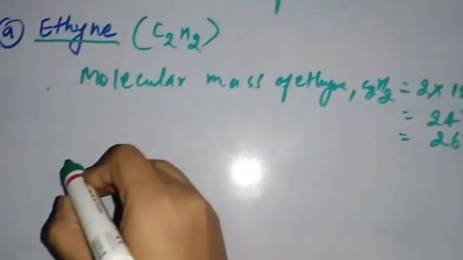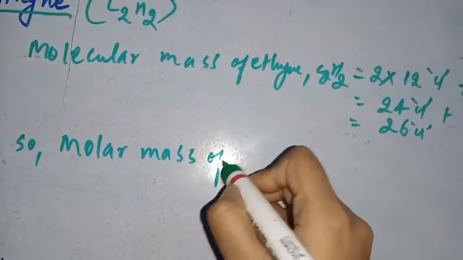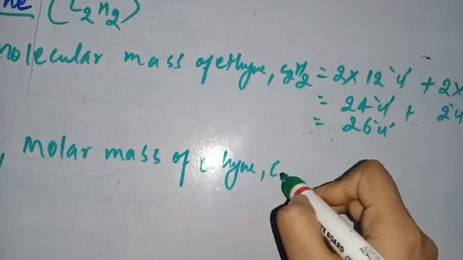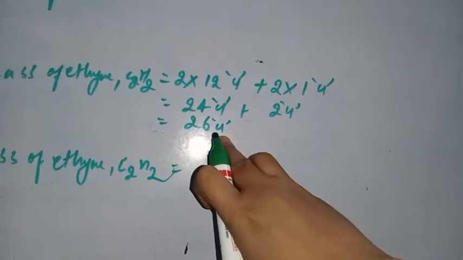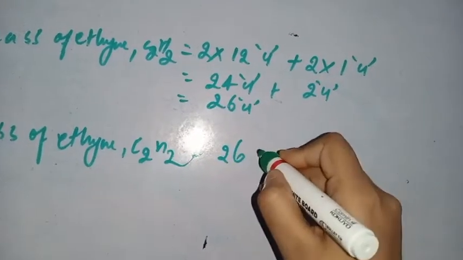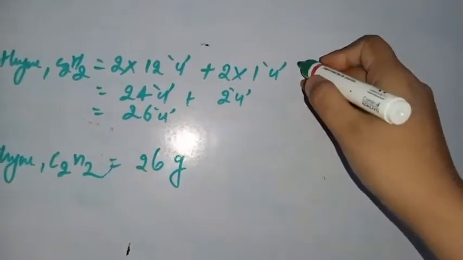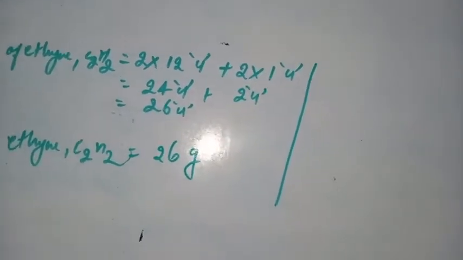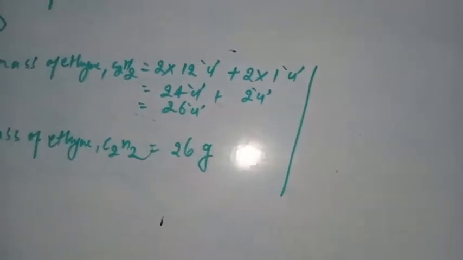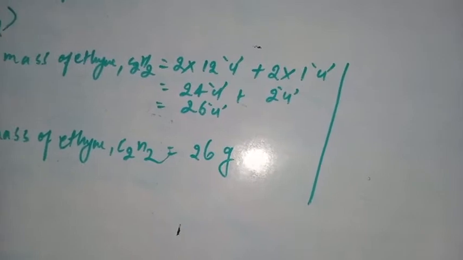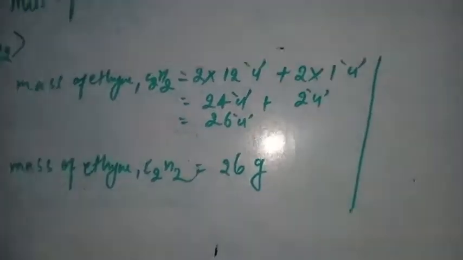So directly we can predict the molar mass. So molar mass of ethyne C2H2 will be, just by replacing the unit U by gram, 26 gram. There is one more method where you can find out the molar mass. When you get the molecular mass of ethyne, that is mass of 1 molecule of ethyne, and you have to calculate mass of 1 mole of ethyne, that is molar mass of ethyne.